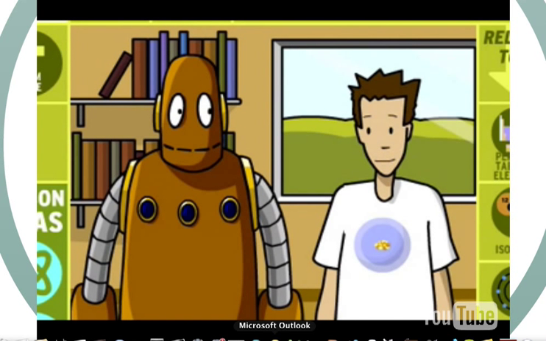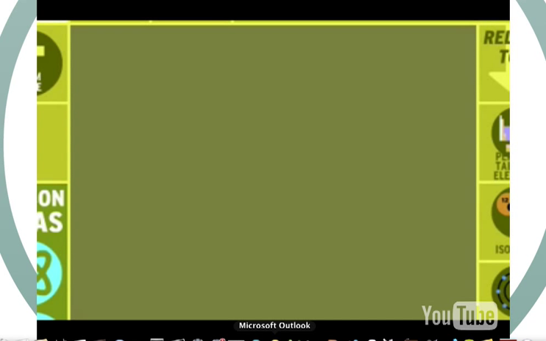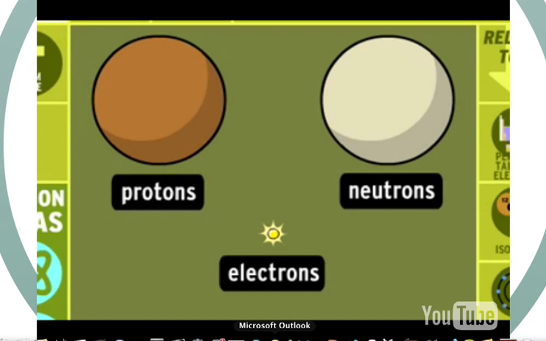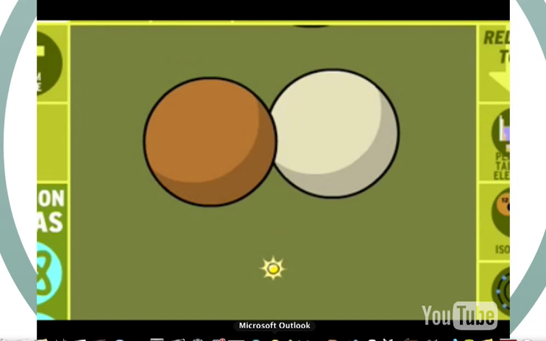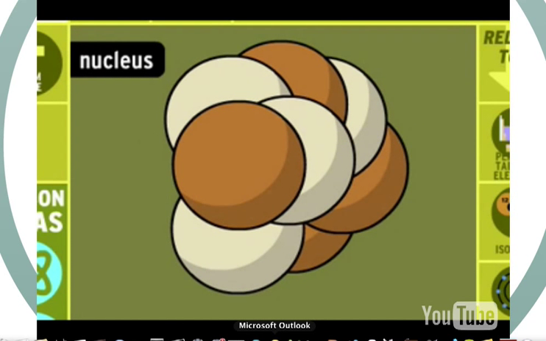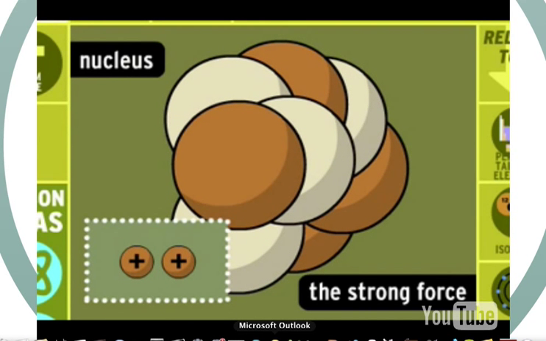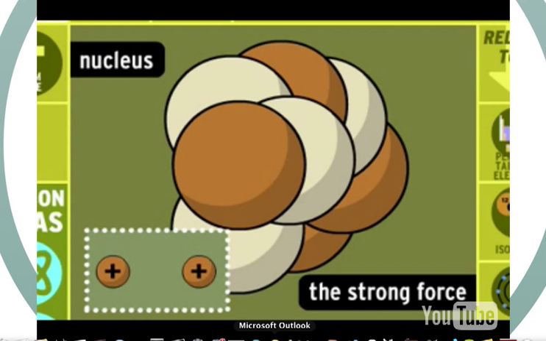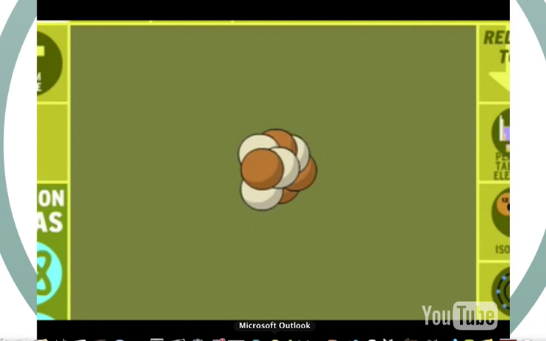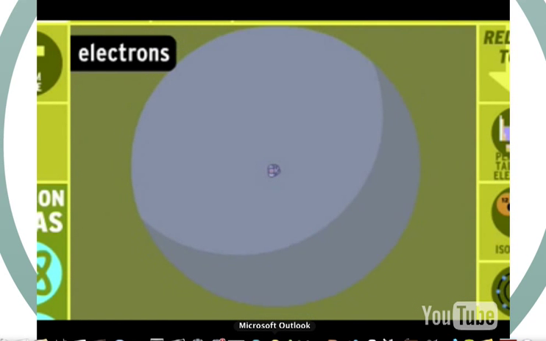What is it? Well, atoms are made up of even tinier subatomic particles called protons, neutrons, and electrons. The atom's center, or nucleus, is a cluster of protons and neutrons. Protons have a positive electrical charge, and neutrons have no electrical charge. The atom's nucleus is held together by the strong force, which keeps the positively charged protons from repelling each other. The nucleus is surrounded by a cloud of electrons moving near the speed of light.